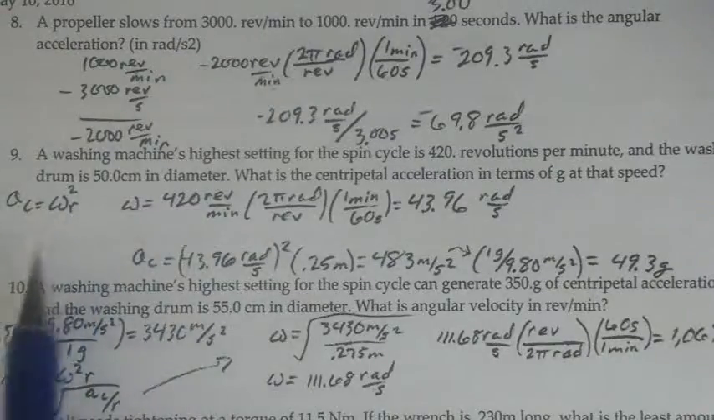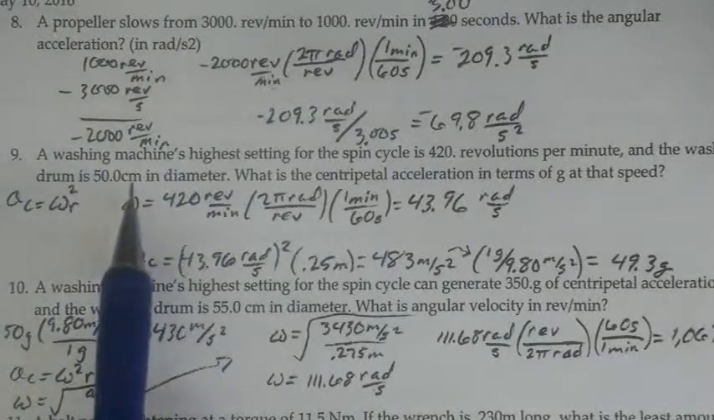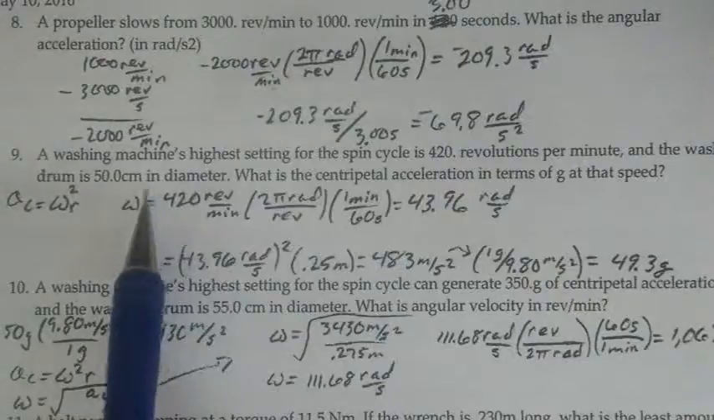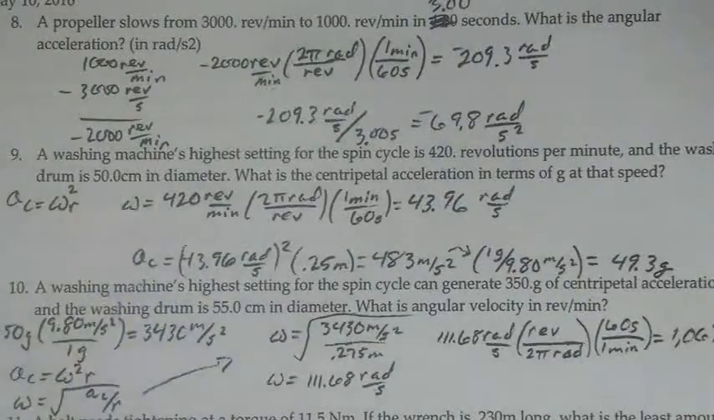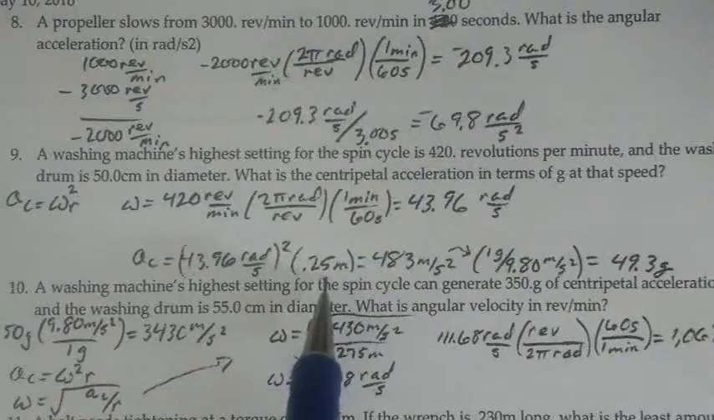Over here, the r is the radius, not the diameter. We have to take this in half, and we need it in meters. Half of this is 25 centimeters, but in meters, that's 0.25 meters, because the decimal moves 2 spots between centimeters and meters.